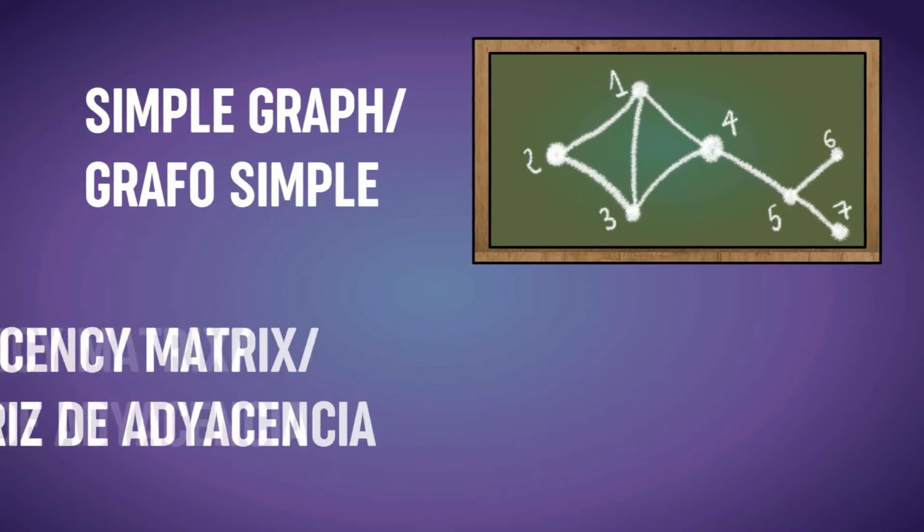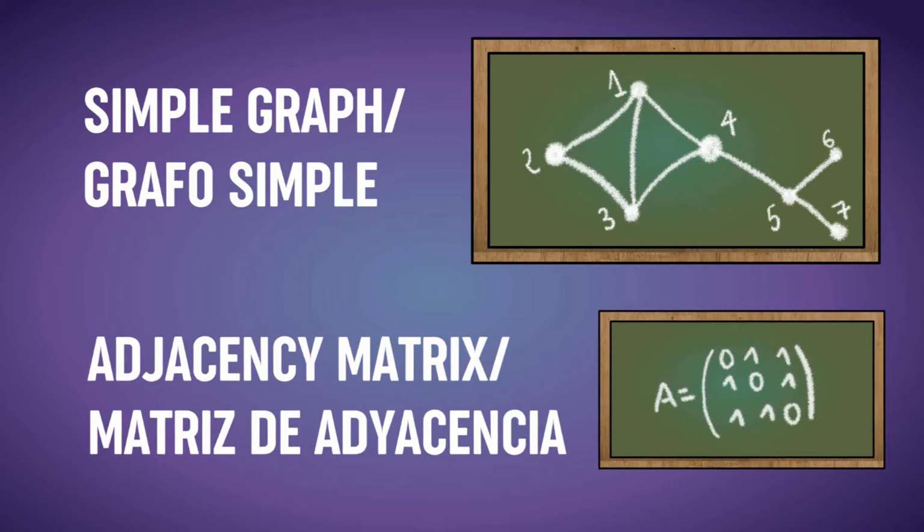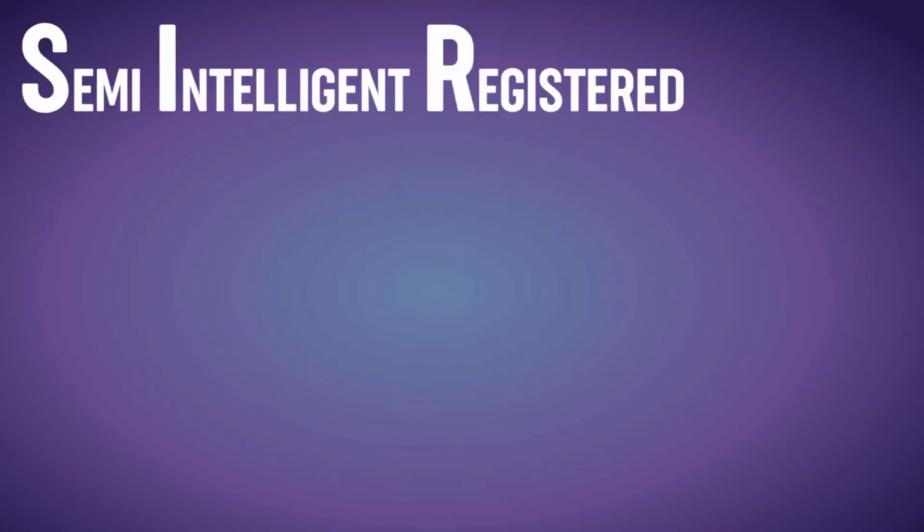We will start by studying the concept of adjacency matrix in simple graphs. In order to aid me with this noble duty, I have created this artificial intelligence, which I have named S.I.R.I. That stands for Semi-Intelligent Registered Imitation.